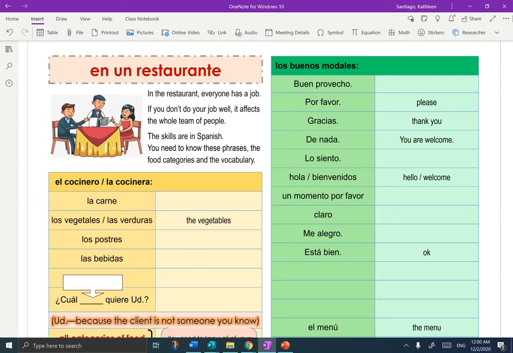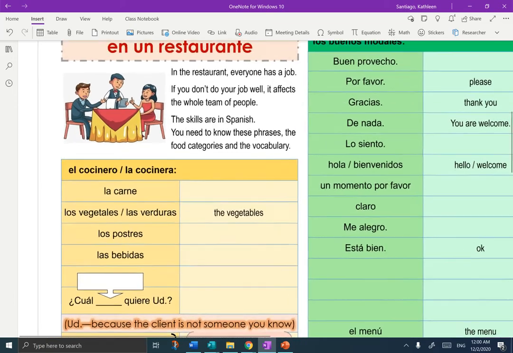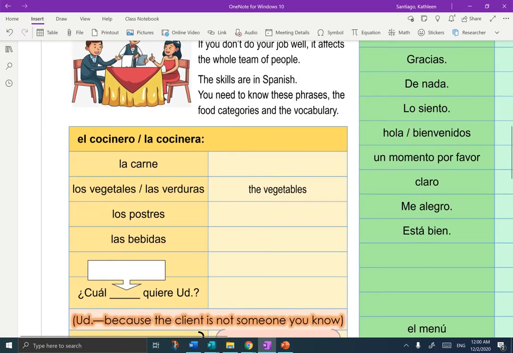Okay, so it says in the restaurant, everyone has a job. If you don't do your job well, it affects the whole team of people. The skills are in Spanish. You need to know these phrases, the food categories, and the food vocabulary. Okay, so first let's look at the first job. The cocinero or cocinera. This person is the cook or the chef.